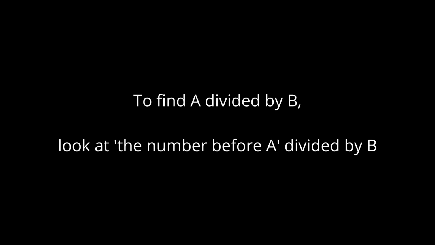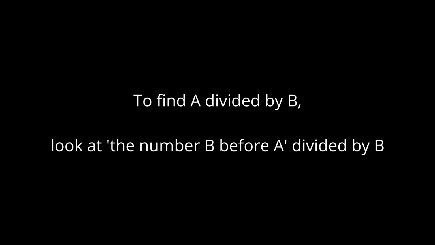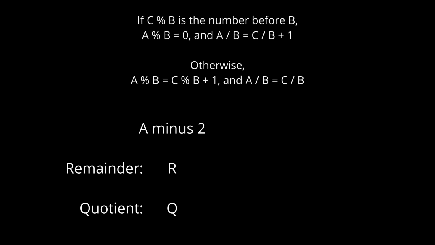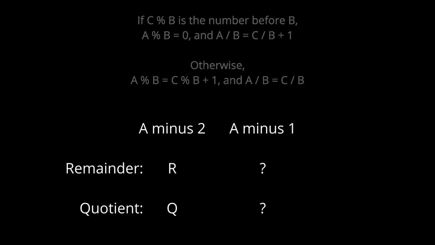But now that I'm incorporating addition and subtraction, there's a technique that I can use to look at this in a slightly different way. What if, instead of looking at the number that's before A, I looked at the number that's B before A, or rather, A minus B? Here's a concrete example. Let's say B is 2. Let's say that I know what the remainder and quotient are of A minus 2 divided by 2. From my definition, I can use this to find out the remainder and quotient of A minus 1 divided by 2, and in turn use that to find out the remainder and quotient of A divided by 2.